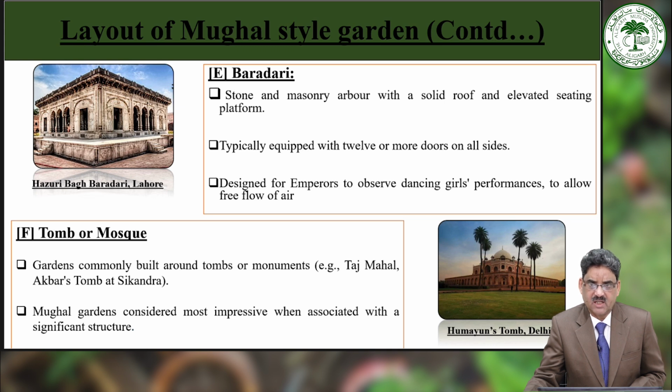Mughal gardens were often constructed around tombs or monuments such as the Taj Mahal or Akbar's tomb at Sikandra. The gardens were deemed most impressive when intricately linked with a substantial and notable structure.